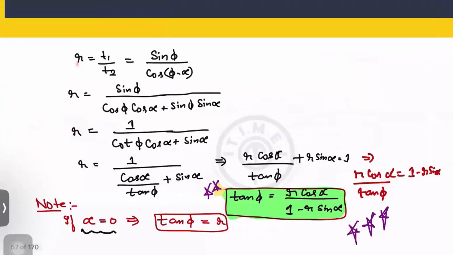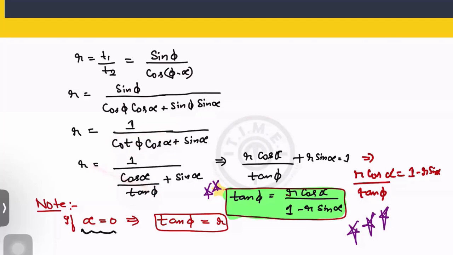Now, if you divide the first and second equations, t1 by t2 is sine phi over cos of phi minus alpha. Now, what is cos of A minus B? Cos A cos B plus sine A sine B. That means cos phi cos alpha plus sine phi sine alpha, and the numerator is sine phi only. Now, if you divide by sine phi, it becomes cot phi cos alpha, and the sine phi becomes 1. So you get 1 upon cot phi cos alpha plus sine alpha. Cot phi I can write as 1 upon tan phi, and this is sine alpha.